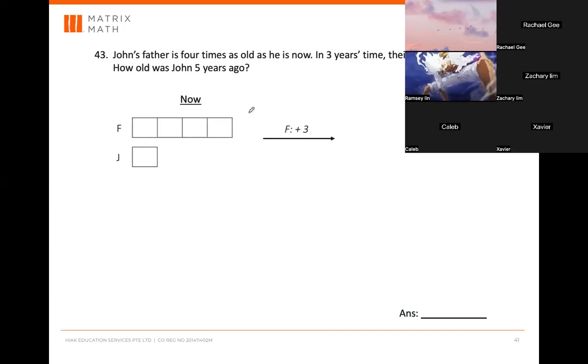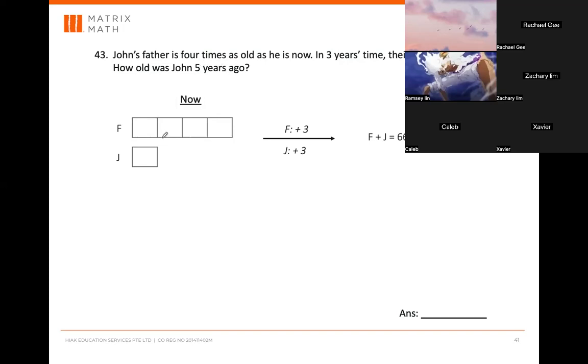So guys, not only the father plus 3, John himself also has to plus 3. Every one ages, okay? So in 3 years' time, their total age is 66. So you don't just plus 3 for one of them, both of them age. So father plus 3, John plus 3, so that both of them have a total of 66. So how old was John 5 years ago?